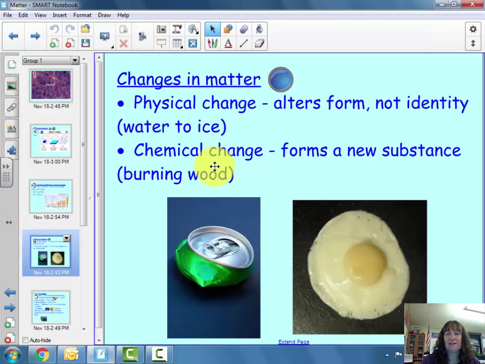Whereas in a chemical change, you form a new substance, so you don't have what you started out with. Like burning wood in your fireplace: the wood's gone, and you can't get that back. A physical change would be crushing an aluminum can. It looks different, but it's still an aluminum can. Whereas when you fry an egg, it looks a lot different from the egg you started out with when it's raw.